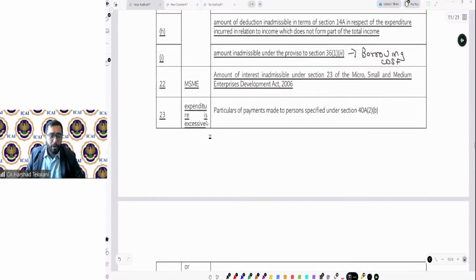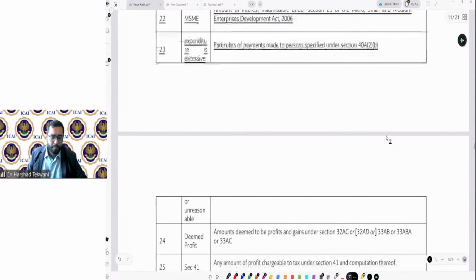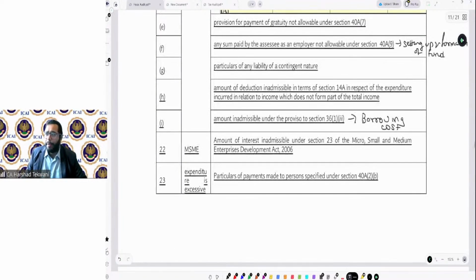Then clause 23, particulars of payments made to persons specified under section 40A(2)(b). If any payment has been made to persons specified under section 40A(2)(b), in that case, you need to report the amount over here. Basically, 40A(2)(b) talks about relatives and related parties. Where the assessee is an individual, the person specified will be a relative of the assessee.